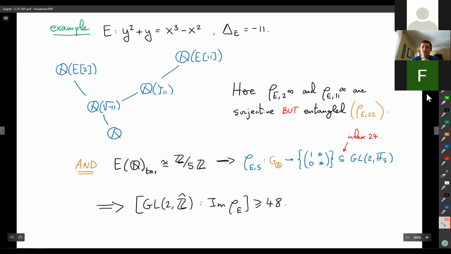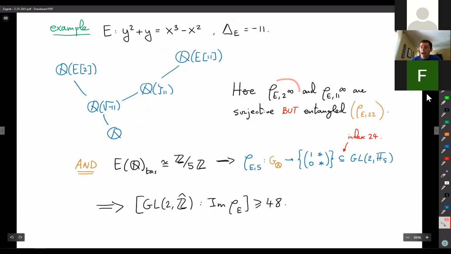Now, pay a lot of attention to the equation of the elliptic curve, because in the next example I'm just changing the sign from plus to minus, and things change quite dramatically. So now this elliptic curve, which is the one that appeared in the title slide, has discriminant -11. The same thing happens: there is a Galois entanglement of the 11th division field and the 2-division field. They're entangled.